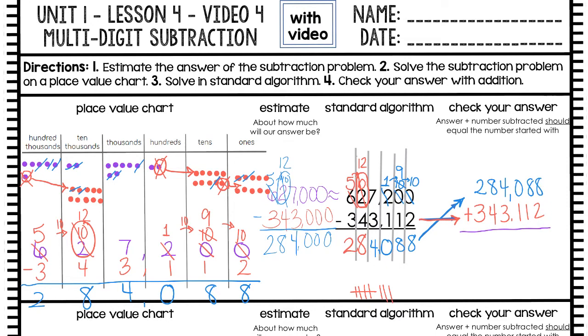8 plus 2 is 10. 8 plus 1 is 9, plus 1 more is 10. 1 plus 1 is 2. 4 plus 3 is 7. 8 plus 4, let's count up, 8, 9, 10, 11, 12. 3 plus 2 plus 1 is 6. That is the number that I started with, so it is correct.